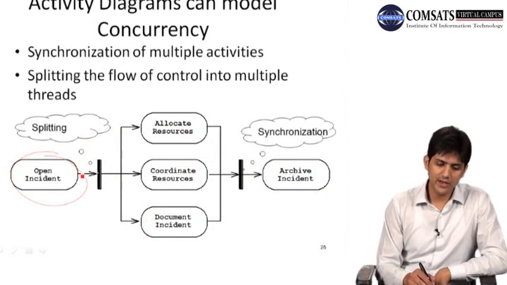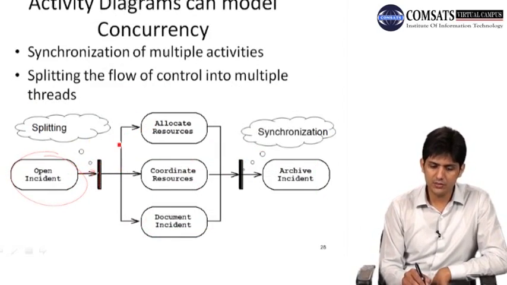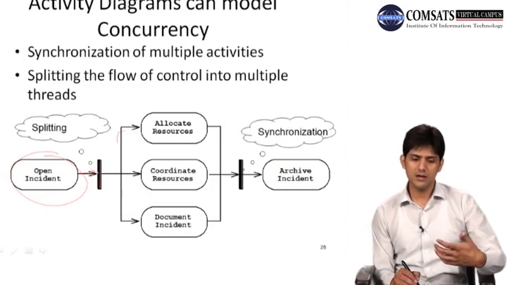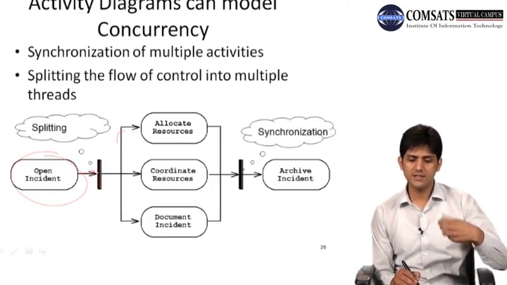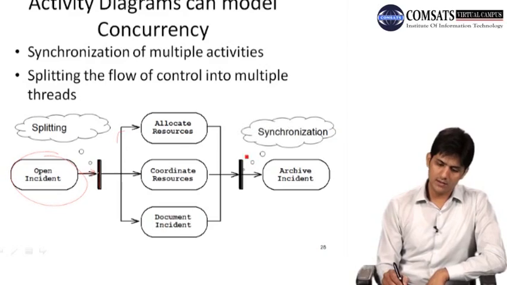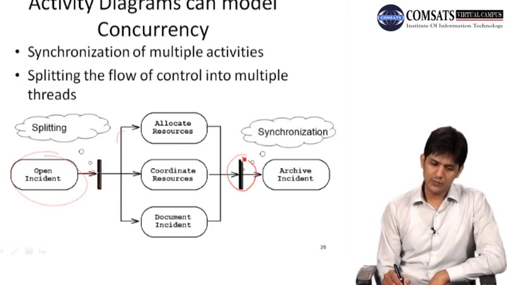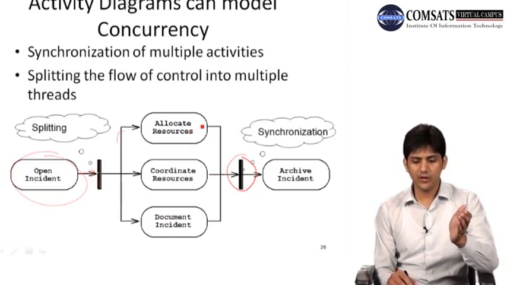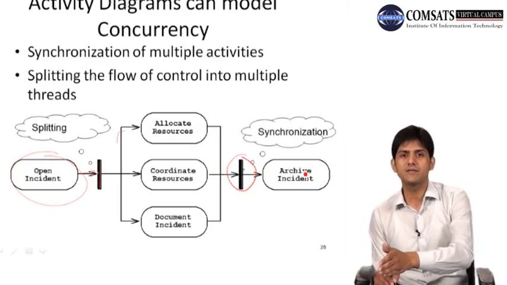Whenever it gets here, we are trying to split the action into three possibilities. We allocate resources, we coordinate resources, and we document the incident. So basically these three actions are started and we are representing some parallel behavior. But here again we are actually synchronizing. So we will wait for all these to complete and then we will archive the incident.